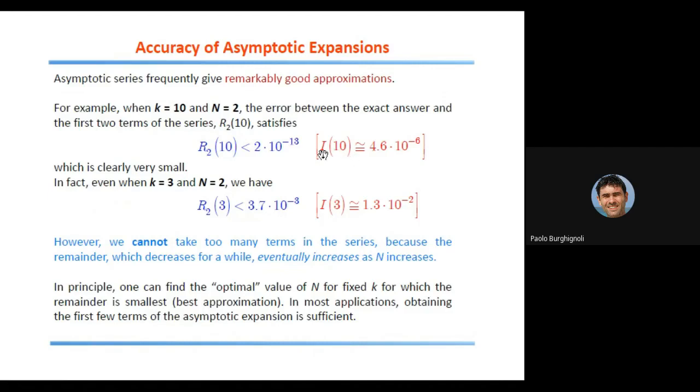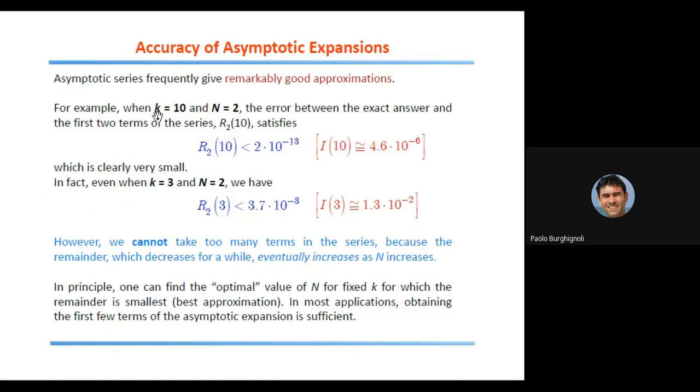And if you consider the exact value of the function I evaluated for the value k equal to 10, then this exact value is of the order of 10 to minus 6. So you can see that your asymptotic series truncated to the second term gives you an answer which is accurate of the order of 10 to minus 13 in comparison to 10 to minus 6. So we have 7 digits of accuracy in our answer, okay, with just two terms.